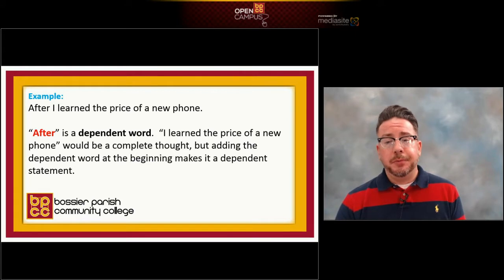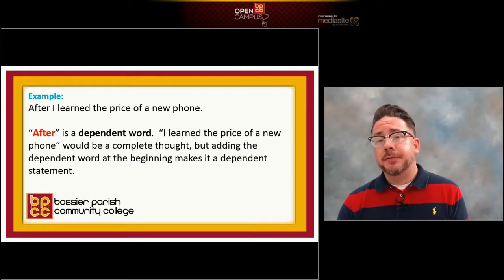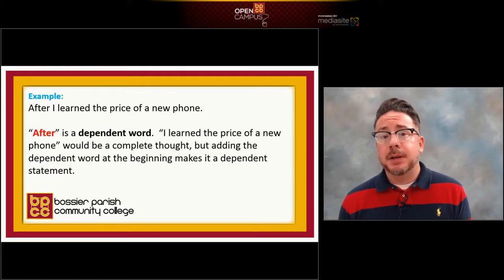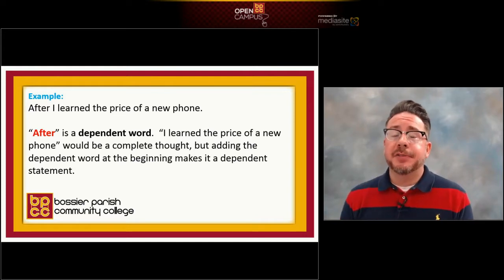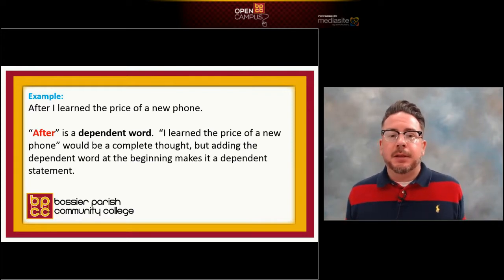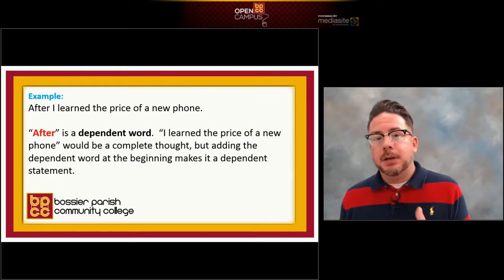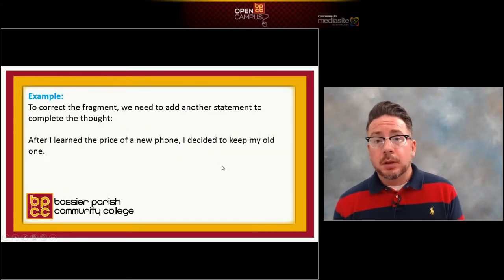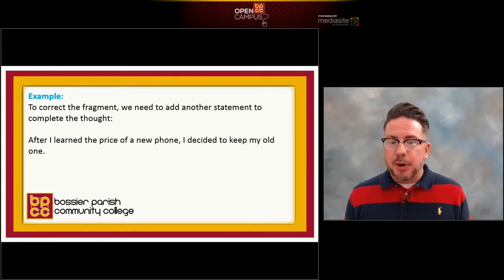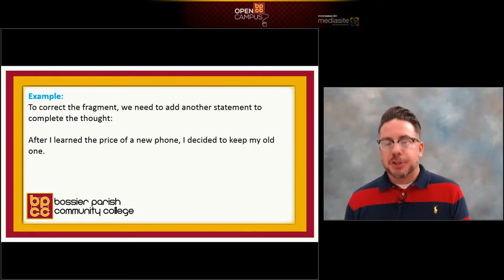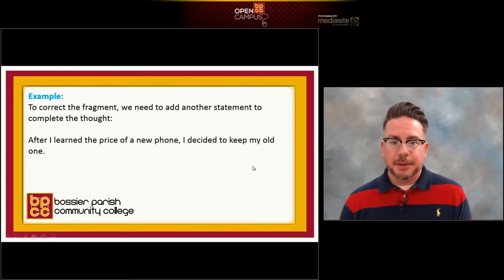So here's an example for you. After I learned the price of a new phone. Well, you can hear right away how that's a dependent fragment, a dependent word fragment. Because if I were to walk up to you on the street and just say, after I learned the price of a new phone, well, you'd be waiting for me to complete that thought. It doesn't complete a thought because after is a dependent word. Now, if we get rid of that dependent word, I learned the price of a new phone, well, that's a complete sentence. That expresses a complete thought. It's that word after that, when we add that to the beginning, turns it into a dependent fragment.